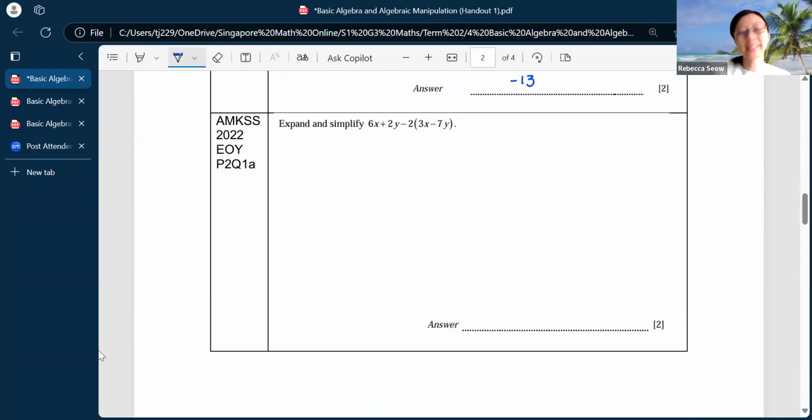Next one, also taken from Ang Mo Kio Secondary School, 2022 EOY, Paper 2, Question 1A. Expand and simplify. Right, so let's take a look. Wow, there are brackets as well. Okay, so for this particular question, we always ensure that we copy down the question first.